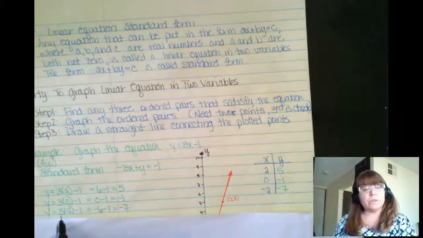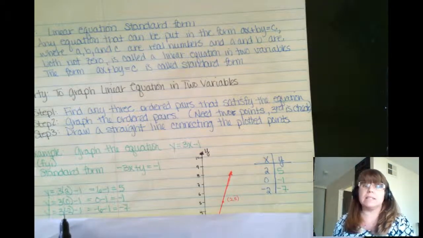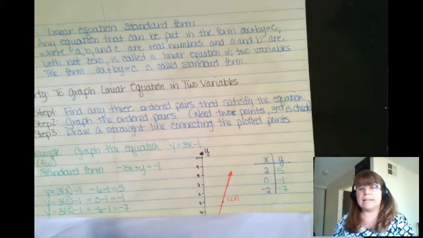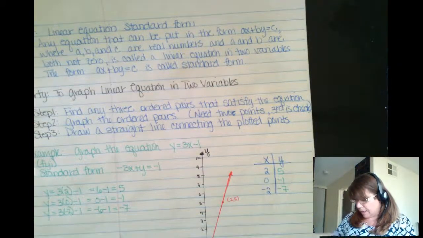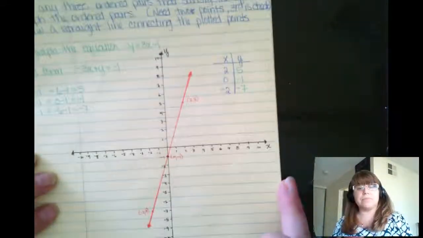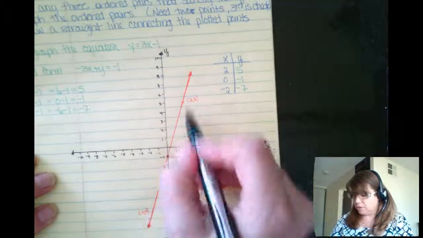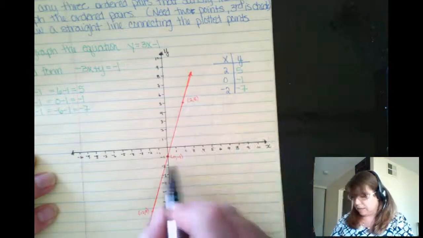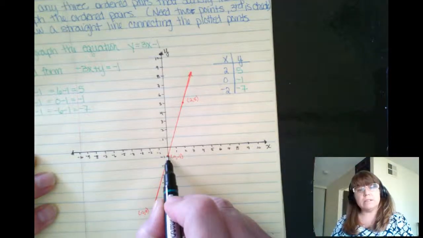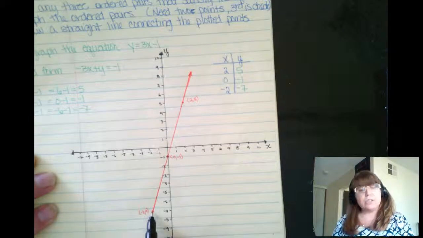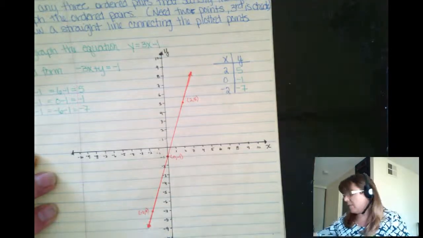Let's try negative 2. 3 times negative 2 is negative 6. Minus 1 more is negative 7. Now, I plot those points. Here's 2, 5. Here's 0, negative 1. And 2, negative 2, negative 7.